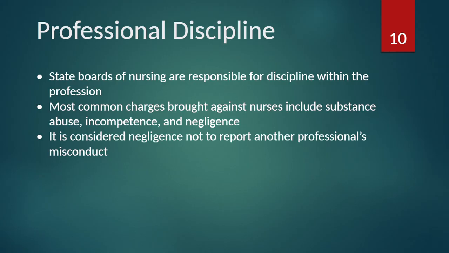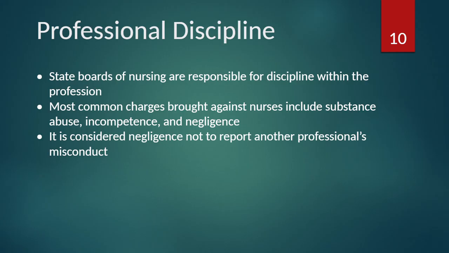The most common charges brought against nurses involve behaviors or actions that compromise patient safety. These include substance abuse, which can impair judgment or performance, incompetence, which refers to lack of knowledge or skill to perform safely, and negligence, which occurs when a nurse fails to act in a reasonable and prudent manner and a patient is harmed as a result. These issues are taken seriously because they directly affect the quality of care patients receive.